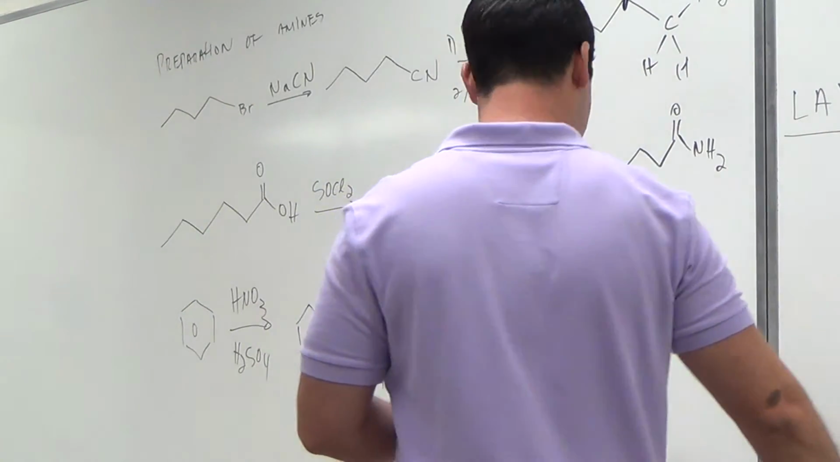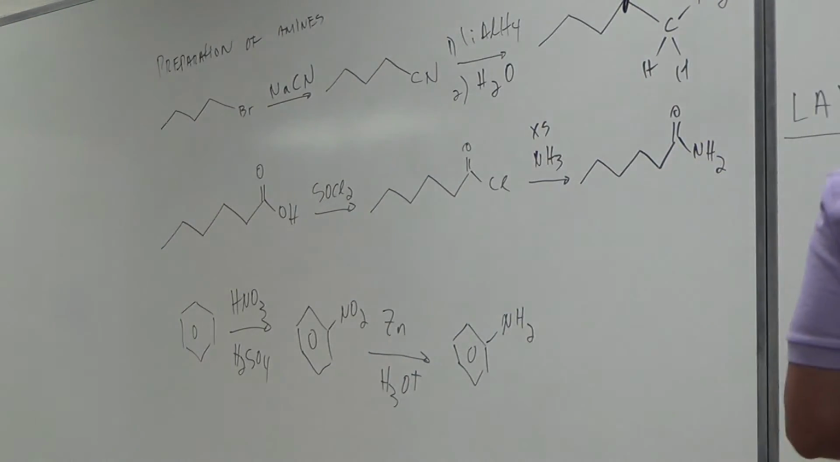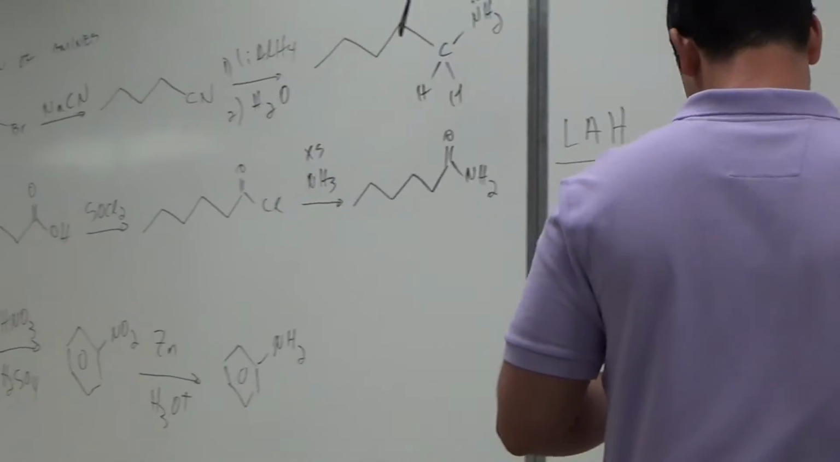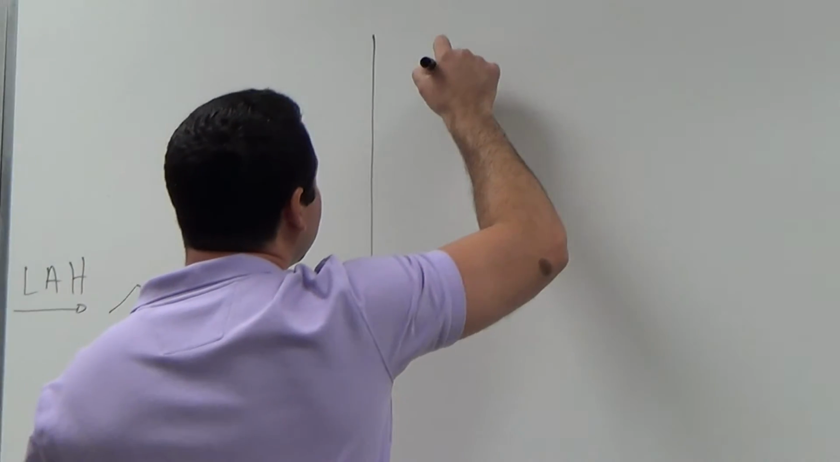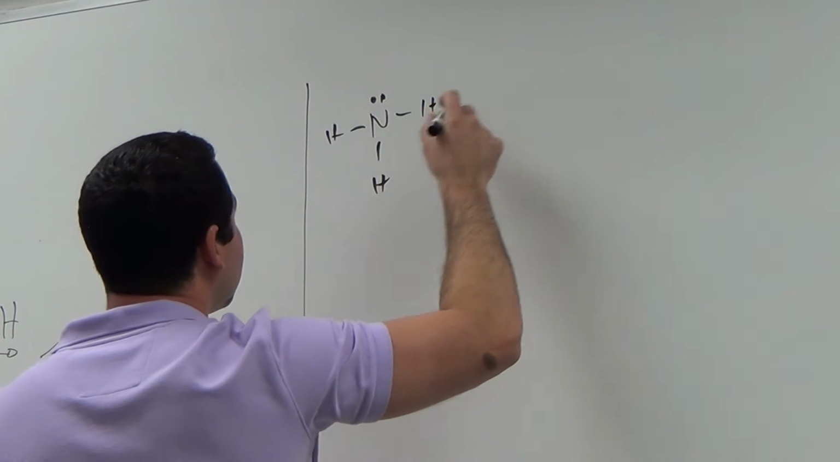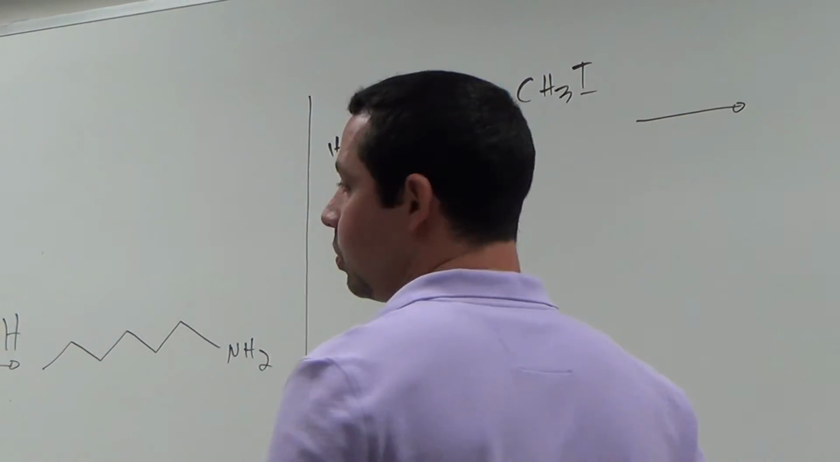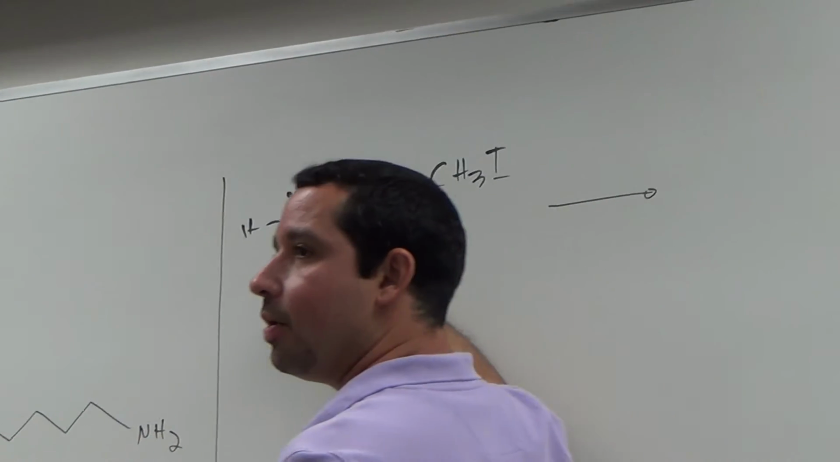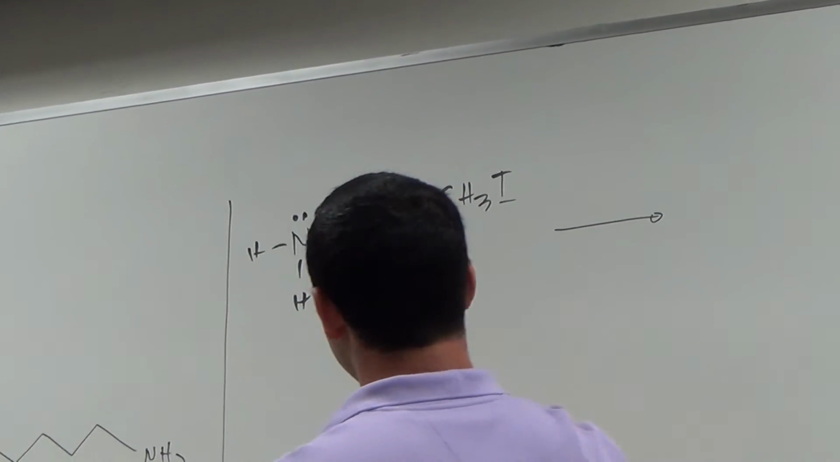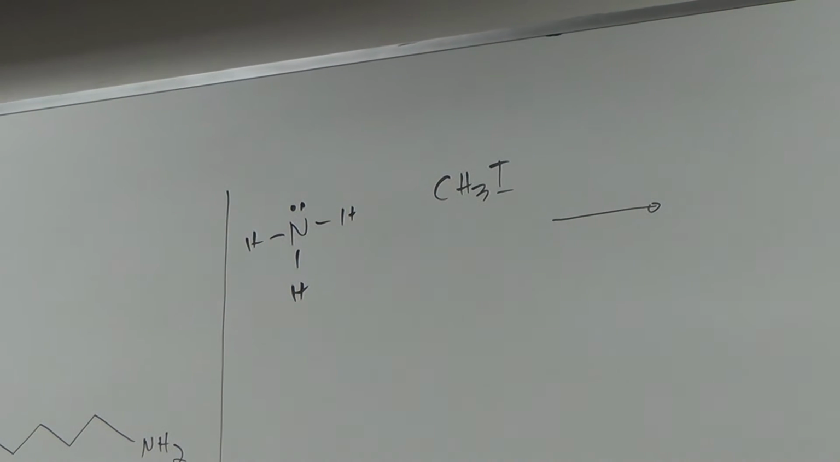Stuff from before, yes? We can also use palladium and platinum, okay? So here we have a nucleophile. This nucleophile is going to attack the alkyl halide. What type of reaction would that be?